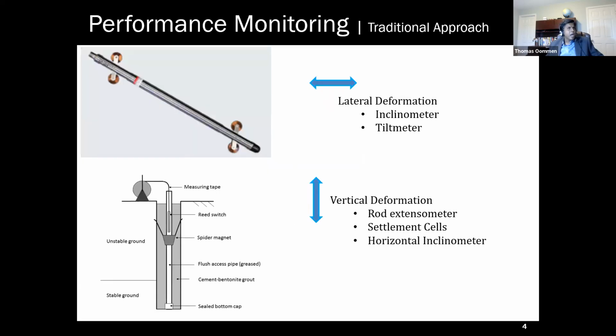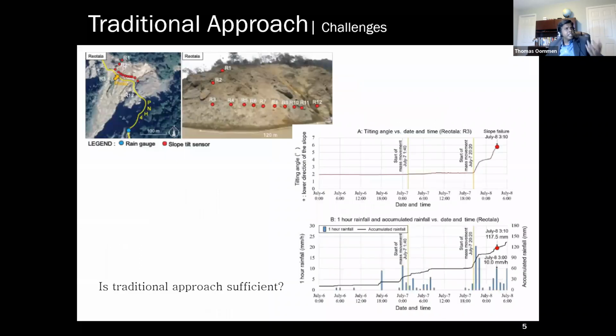The traditional approach to do that is using inclinometer or tilt meter for lateral deformation, or to use rod extensometer, settlement cells, or horizontal inclinometers for vertical deformation. So these are point measurements. At a point, you do get the measurement from these approaches. Now, these point measurements are pretty accurate. They're very useful. And here is an example.